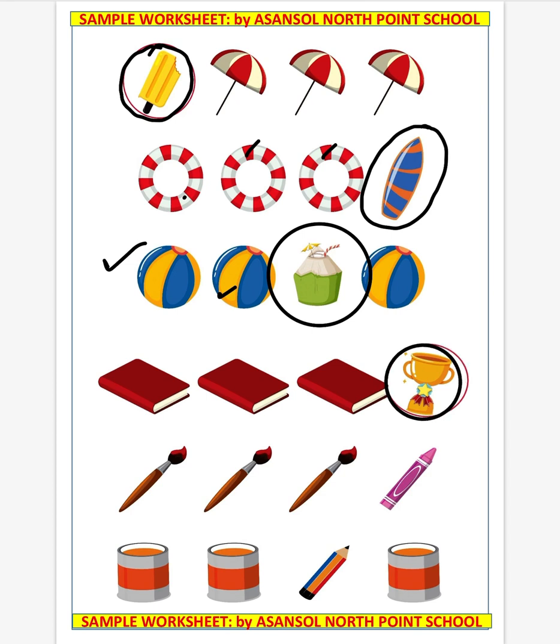Here like painting brush, this is a painting brush, this one another painting brush, and this is also a painting brush. But this is a crayon of pink color. So obviously this should be circled, yes, this is the odd one.